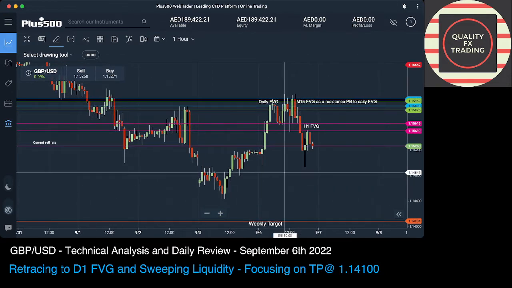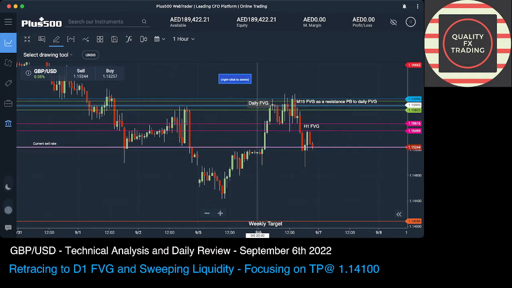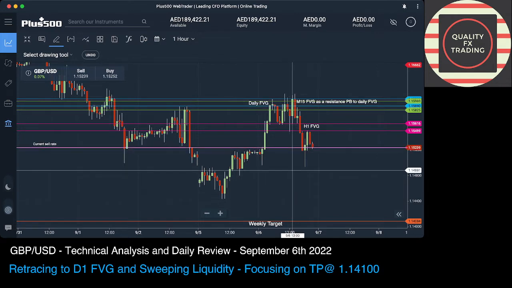Here we have the pound dollar, and it is interesting that what we highlighted yesterday is exactly happening. That is not by chance, that is not by luck, that's just by knowledge and understanding how the price moves in the market. We are here to show you how this is happening and make sure you understand the price action. That is the main goal.